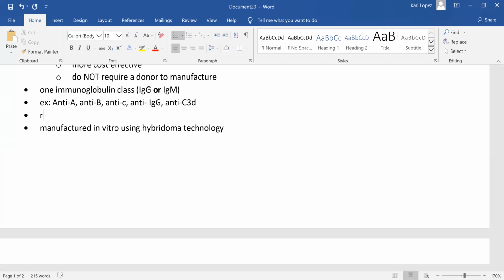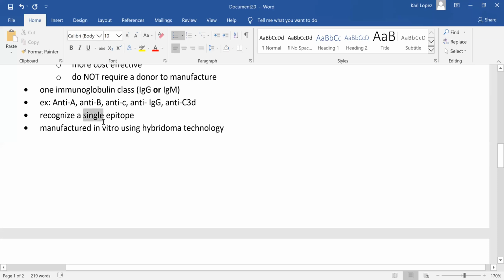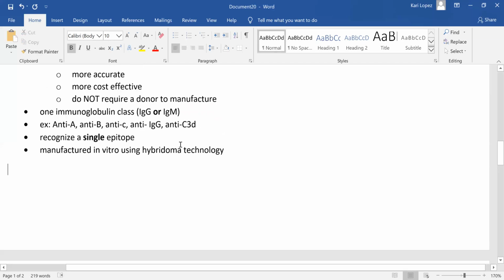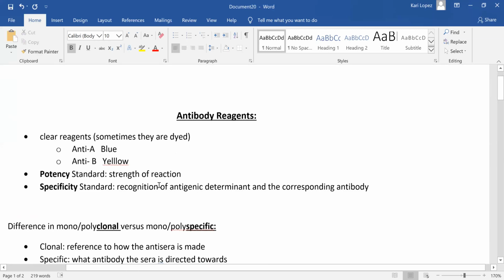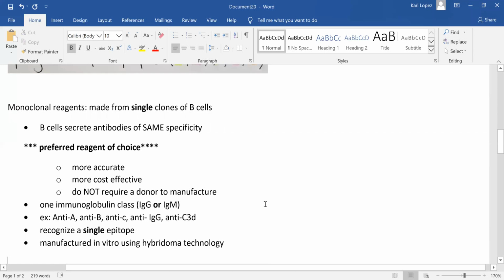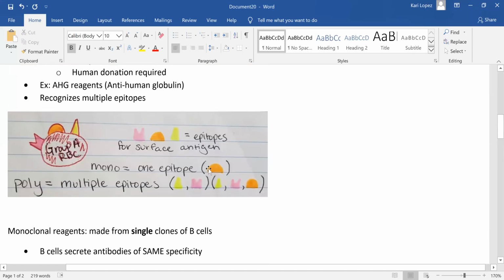They recognize a single epitope, so they have a unique specificity for one epitope. Now, one more time, what's specificity? Specificity is a recognition of antigenic determinant and the corresponding antibody. And then our little chart here, so for mono, it would just be one epitope. So it would react with one of those.